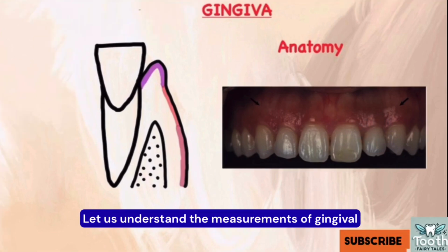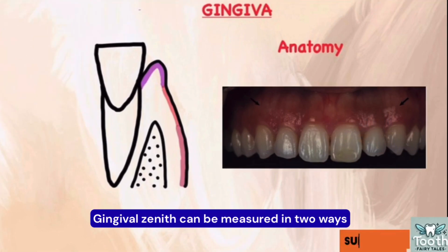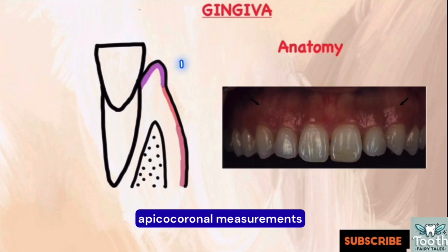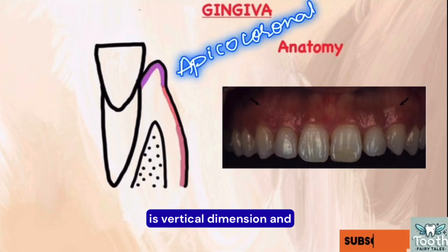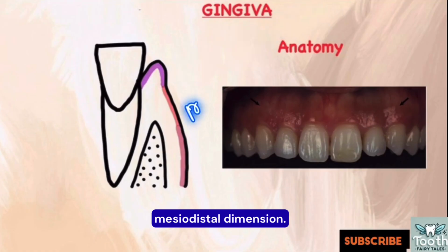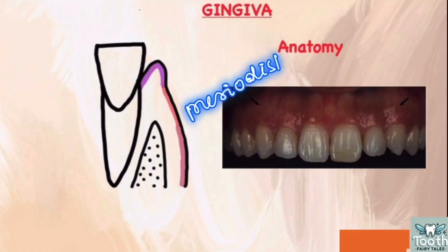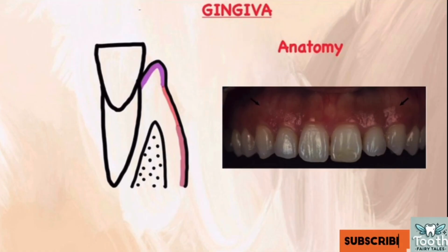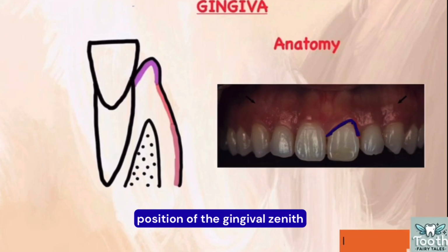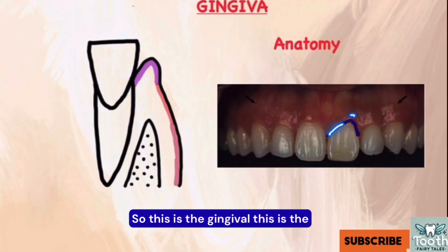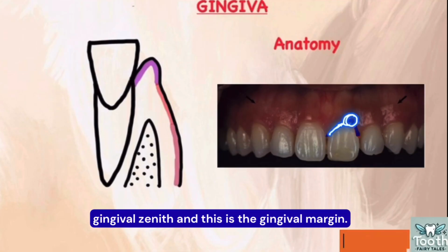Let us understand the measurements of gingival zenith. Gingival zenith can be measured in two ways: apicocoronal measurements, that is vertical dimension, and mesiodistal dimension. Apicocoronal dimension measures the vertical position of the gingival zenith relative to the gingival margin. So this is the gingival zenith, and this is the gingival margin.